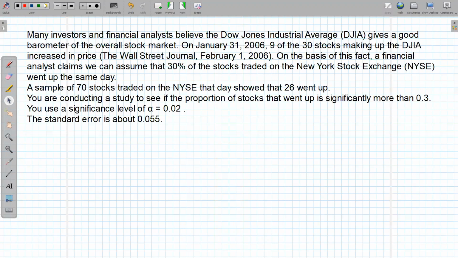So I write population, parameter, all that stuff. Population is stocks on the stock exchange. I need to know this if I want to write up an interpretation of the results. Here, I just want to calculate the results, but I'm going to go through this anyway.